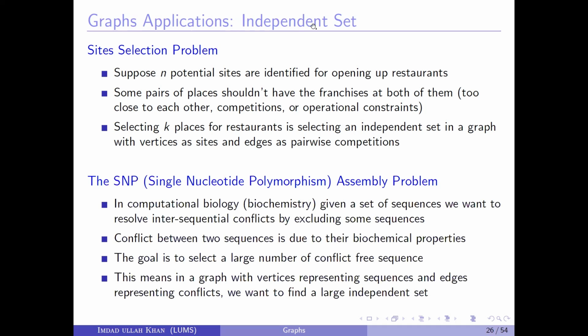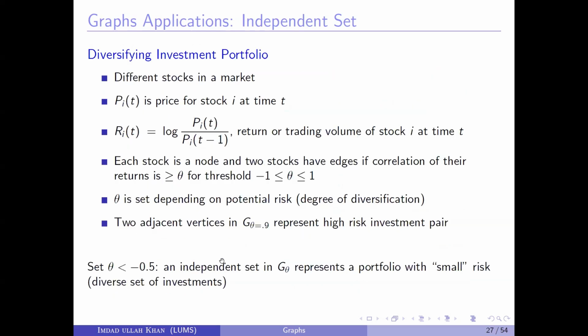Similarly, we can use the independent set problem in computational biology. It's called the single nucleotide polymorphism problem. You can look at the portfolio problem on your own. In the coming slides, we have another problem related to diversifying an investment portfolio in economics. But the objective here is not to solve one of those problems, but to show you the diversity of applications we can have in graph theory.